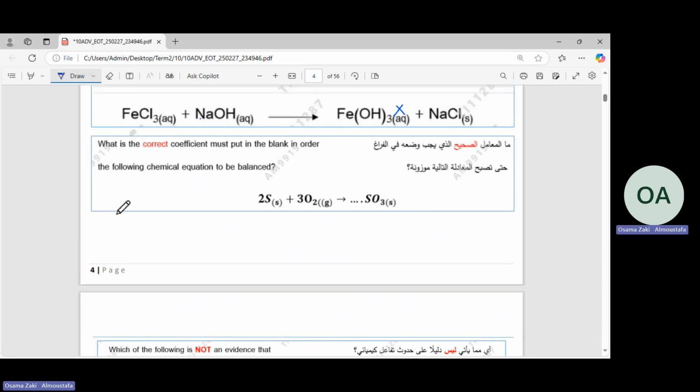Here, what is the correct coefficient that must be put in the blank in order for the following chemical reaction to be balanced? Okay, so here we have 2s, here we have 1s, so multiply by 2. Okay, and let's check. 3 times 2 we have 6O, and 2 times 3 we have 6O, so the answer is 2.